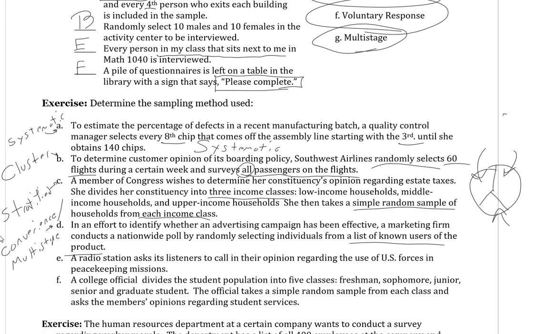E. A radio station asks its listeners to call in their opinion regarding the use of U.S. forces in peacekeeping missions. So we're told that they ask the listeners to call in their opinion. That means that they have a choice to respond. This one we'll say is voluntary.